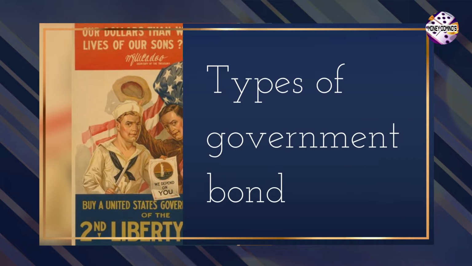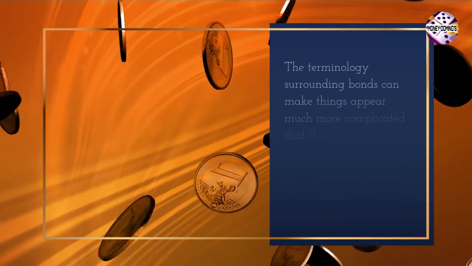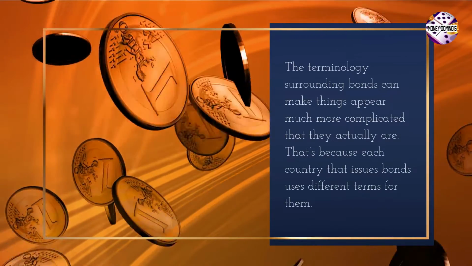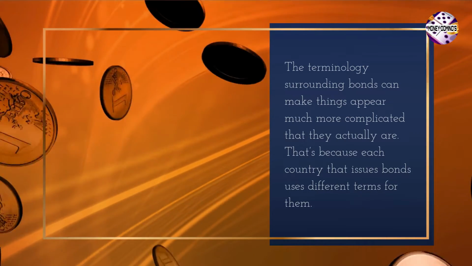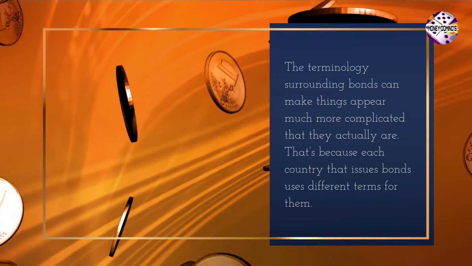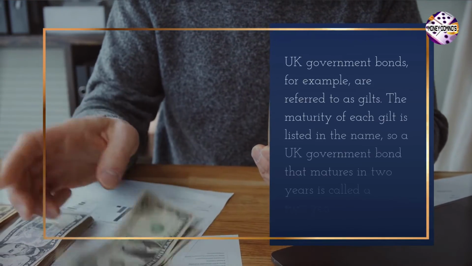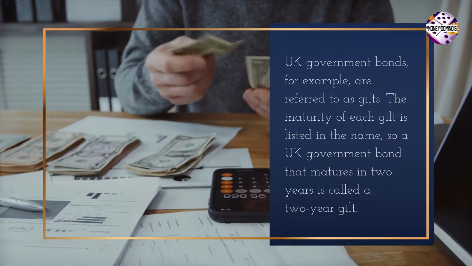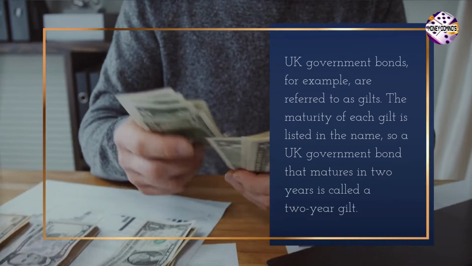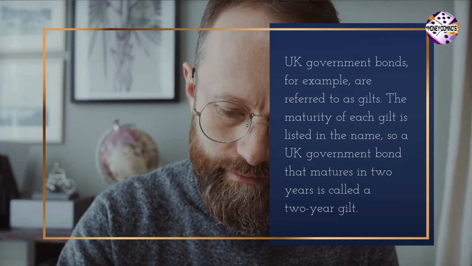Types of government bond. The terminology surrounding bonds can make things appear much more complicated than they actually are. That's because each country that issues bonds uses different terms for them. UK government bonds, for example, are referred to as gilts. The maturity of each gilt is listed in the name, so a UK government bond that matures in 2 years is called a 2-year gilt.